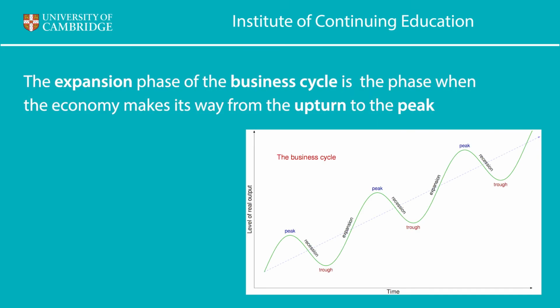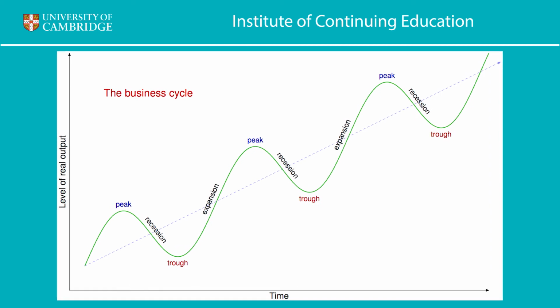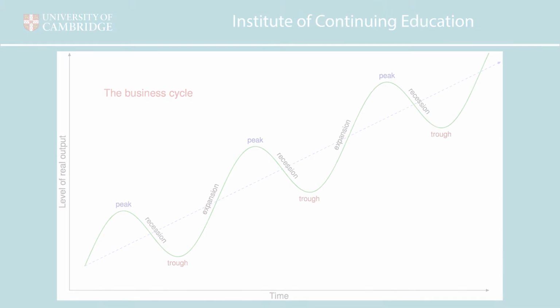So the expansion phase of the business cycle is that phase in which the economy makes its way from the upturn to its peak. At the peak, growth slows down and even stops. A peak is therefore the highest point of the economic business cycle, between the end of an economic expansion and the start of a contraction in the business cycle. There is usually a fall in growth, and this issues in the recession.